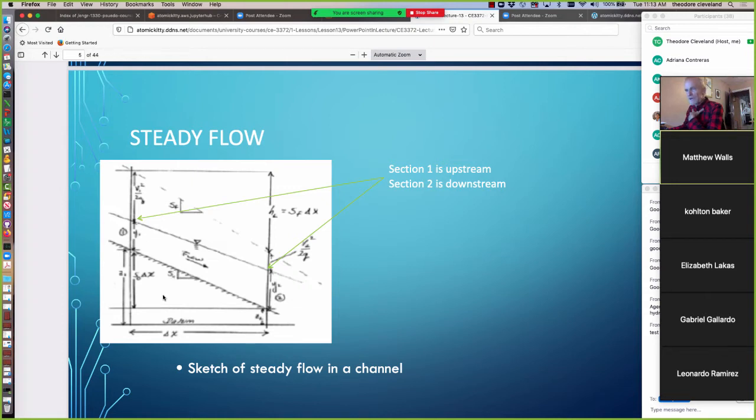That's S naught. And we have two sections here, cross section 1 and cross section 2. In this drawing, cross section 1 is upstream, cross section 2 is downstream of cross section 1, and that's the usual but not a required naming convention. So the water surface is this line right here, which has a little triangle with little wiggly things on it. And then there's this dashed line here, which we'll see what that is shortly. That's the energy grade line. And we've got an arrow indicating flow.